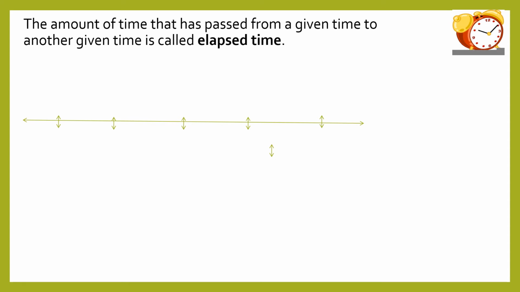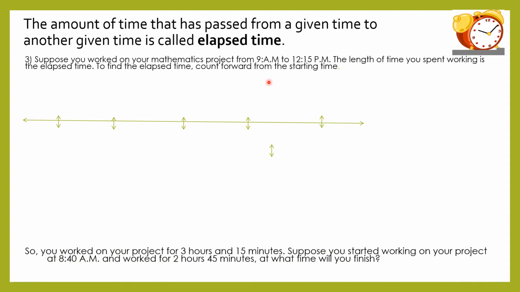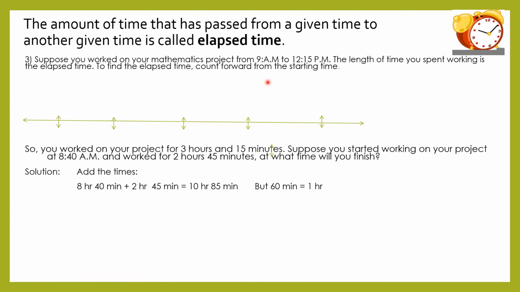Okay, the amount of time that has passed from a given time to another given time is called elapsed time. Suppose you work on your mathematics project from 9 a.m. to 12:15 p.m. The length of time you spent working is the elapsed time. To find the elapsed time, count forward from the starting time. So you started working at 9 a.m. and then up to 12:15 in the afternoon. So you worked on your project for 3 hours and 15 minutes.